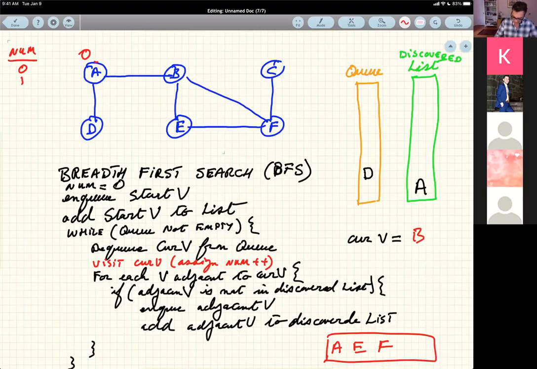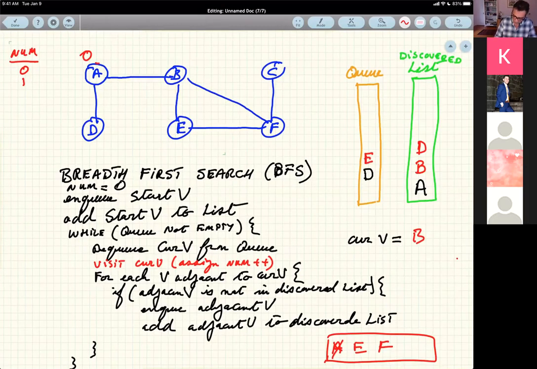B is in here because it's discovered, and D is discovered also. They were both put there when they were put into the list, B and D. A is in the discovered list, no worry about it. E is not in the discovered list, so I'm going to enqueue E and put E in the discovered list, and I'm going to enqueue F and put F in the discovered list. Okay, so I'm done with B.